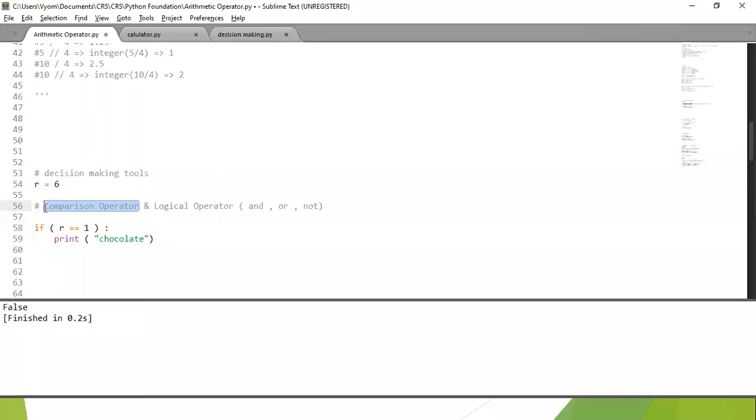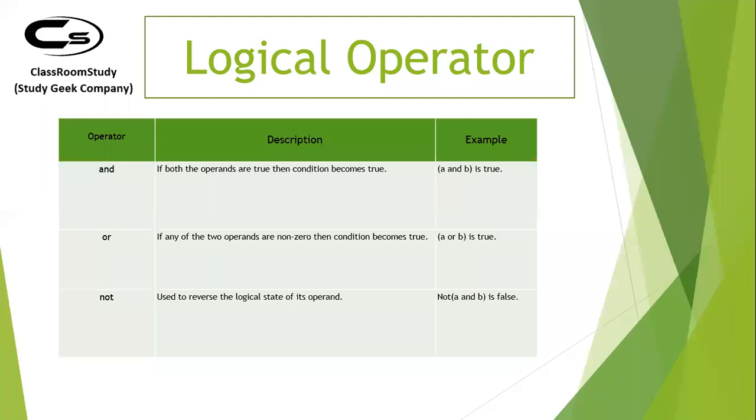We have already talked about comparison operators. Let me quickly show you logical operators here itself, and then we'll start talking about decision making also here. So under logical operators, you'll see there are three operators: and, or, and not. What does and say? And says this: if both the operands are true, then the condition becomes true. If any of the two operands are non-zero, basically true, okay, 0 is false, so remember that non-zero means true, then the condition becomes true.